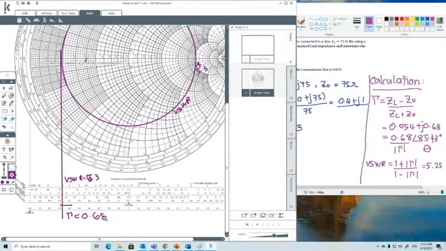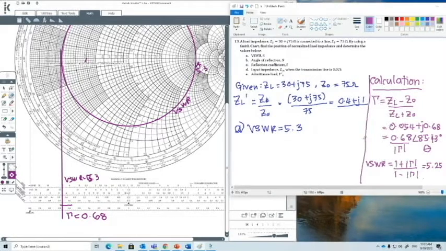So saya dapat dekat sini, reflection coefficient is equals to 0.68. So, compare dengan apa yang kita dah buat calculation tadi. Calculation kita dekat sini adalah 0.68. So, sama. Alright, so saya tulis jawapan C dahulu. Okay, C is equals to reflection coefficient 0.68. Okay, so you are in the right track. Okay, 0.68 for calculation and 0.68 from Smith chart.